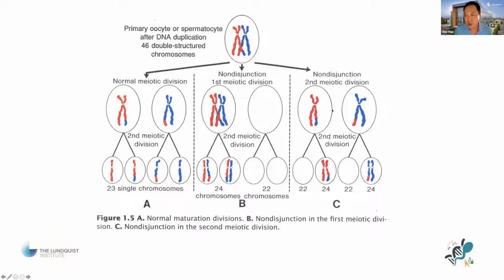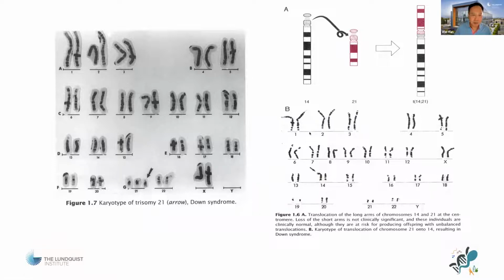So this non-disjunction can occur during the first meiotic cell division. It can also occur during the second meiotic cell division. So for example, in the first division everything separates normally, but during the second meiotic cell division, they don't separate properly. Again, the same thing: half the gametes have an extra copy, half the gametes are missing one copy. So if fertilization occurs, that leads to abnormal chromosome numbers.